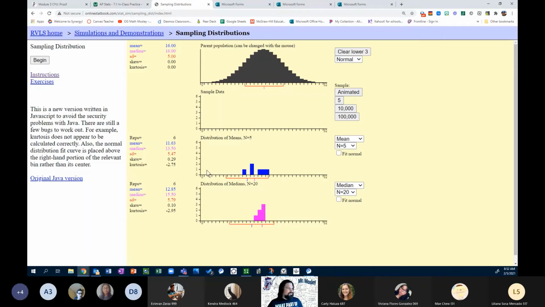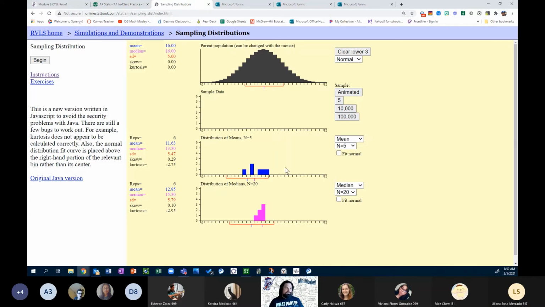I have the mean of 11.63 here, median, standard deviation, right? It's tracking the mean. This one's the median. Notice they're not very similar at this point. I do not know what kurtosis is. I need to look that up. Someone asked the day before. So this gives us an idea of what's happening now.